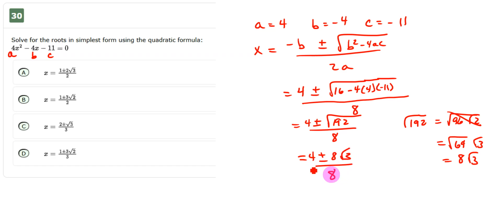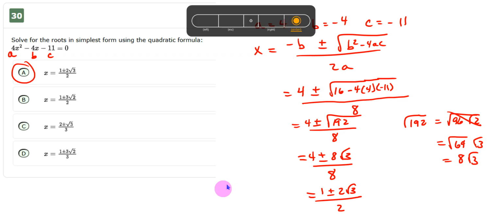Let's reduce everything by a factor of 4. So it's 1 plus or minus 8 divided by 4 is 2 square root of 3. And 8 divided by 4 again is 2. So 1 plus or minus 2 square root of 3. Where'd we go? Is that this one right here? Looks like A. Make sure I did that right. Check my answer here. Yep, okay.